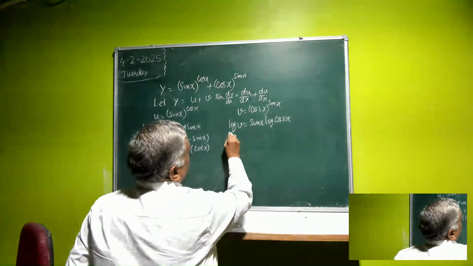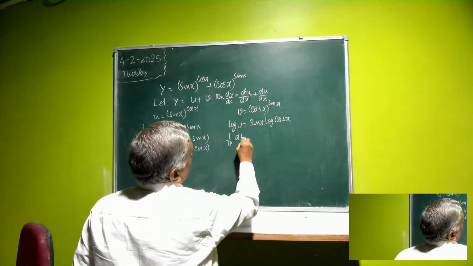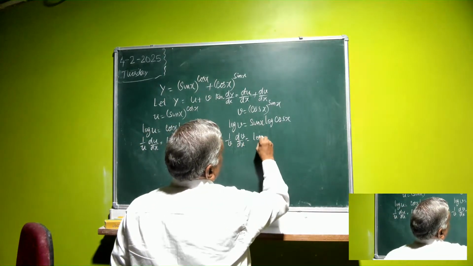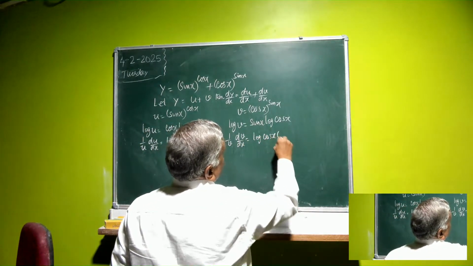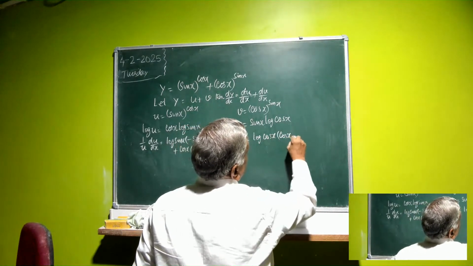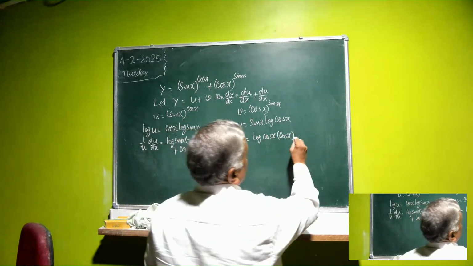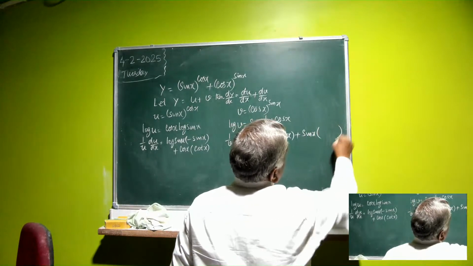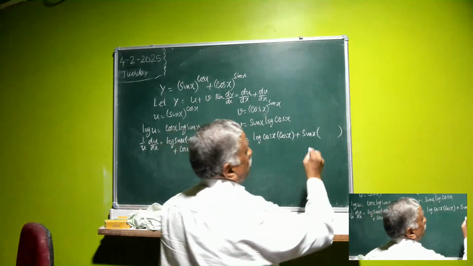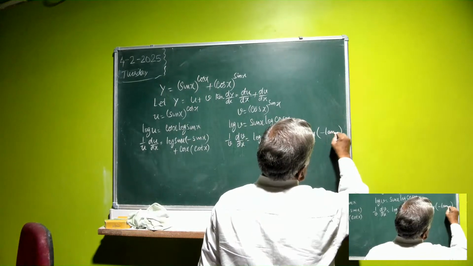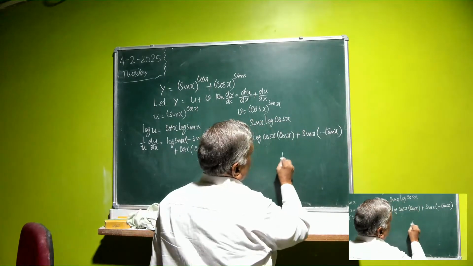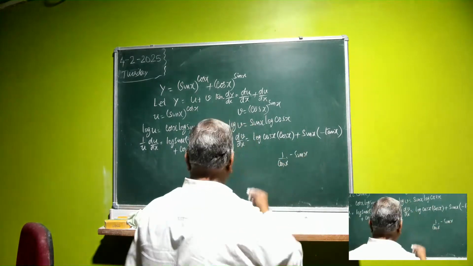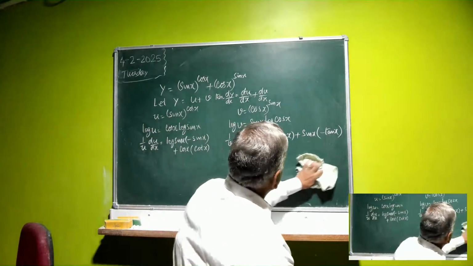Here 1 over v dv by dx is equal to keep log cos x as it is, derivative of sin x is cos x, plus keep sin x as it is, and the derivative of log cos x is minus tan x. I'll explain how: derivative of log cos x is 1 over cos x into minus sin x, therefore minus tan x.